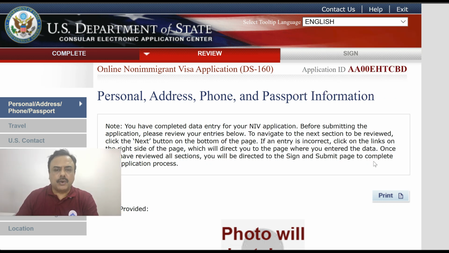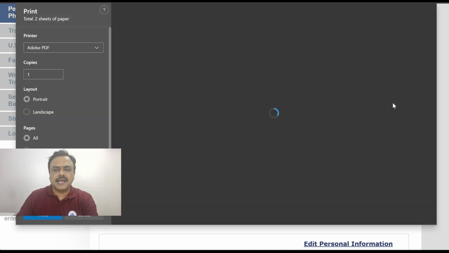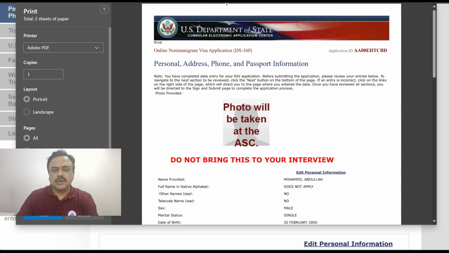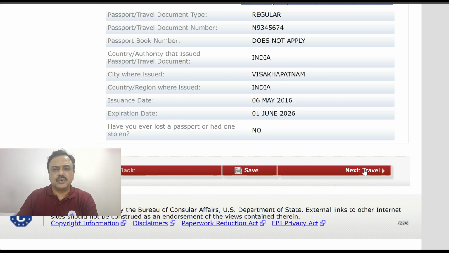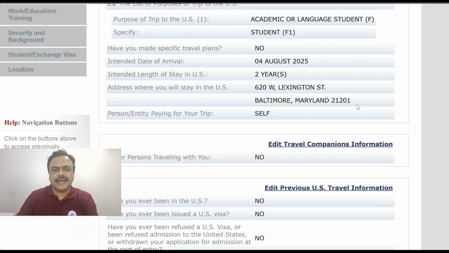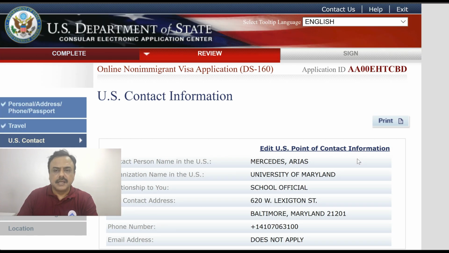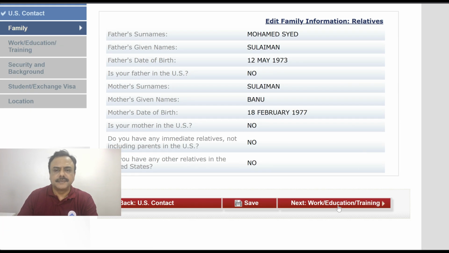Now we have provided all the information that is required. Now if you read the first sentence, it says data entry for your NIV application. NIV stands for non-immigrant visa application. My recommendation is that take a printout of it and then read it carefully. You could alternatively go page by page here, and in case you think there's any error, you cite, and in case you do cite any error, you could edit it immediately. Please run through it carefully, either as a printout or here.